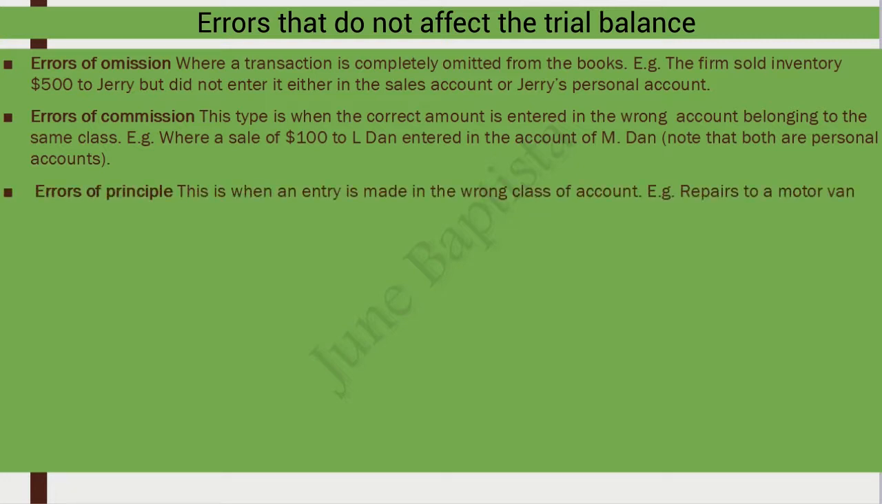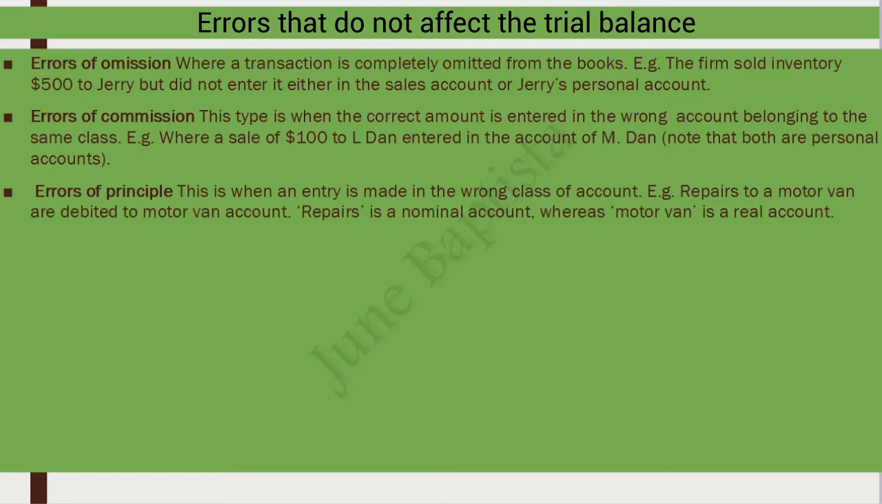Errors of principal. This is when an entry is made in the wrong class of account. For example, repairs to a motor van are debited to the motor van account. Repairs is a nominal account, whereas motor van is a real account.